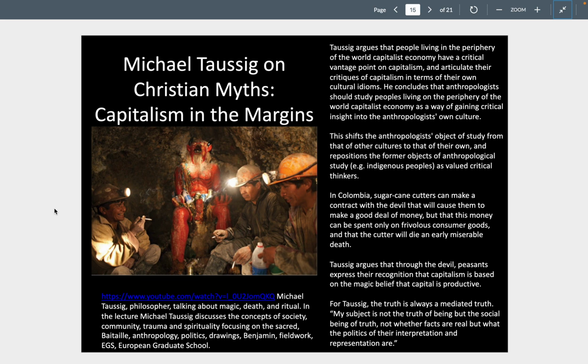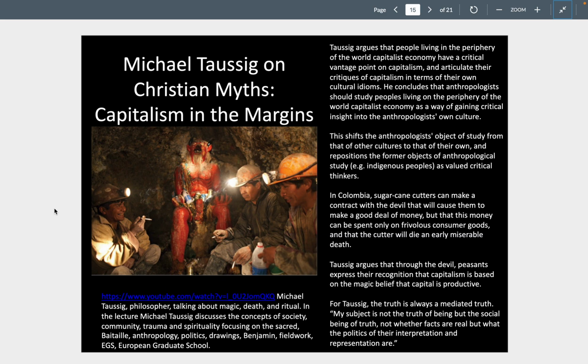He also says that people living in the periphery of the world of the capitalist economy have a critical vantage point on capitalism. They articulate their critiques of capitalism in terms of their own cultural idioms. He concludes that anthropologists should study people living on the periphery of the world capitalist economy as a way of gaining critical insight into the anthropologist's own culture. The shift of the anthropologist's object of study from other cultures to their own repositions the former objects of anthropological studies, like indigenous people, as valued critical thinkers.